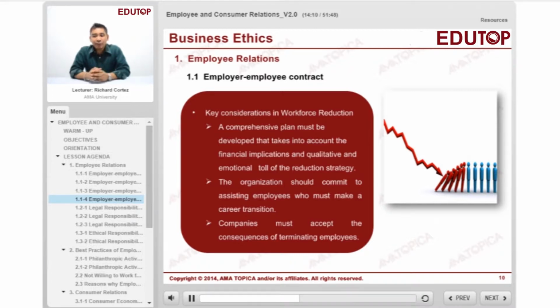Okay. And another one to be considered is in workforce reduction, the organization should commit to assist employees who must make a career transition. So after the employees are removed from the company, they will transfer to another job. So the company should always give assistance and support for a person who wants to transfer to another company or another career. It means that the company should provide all the documents needed by the employee.